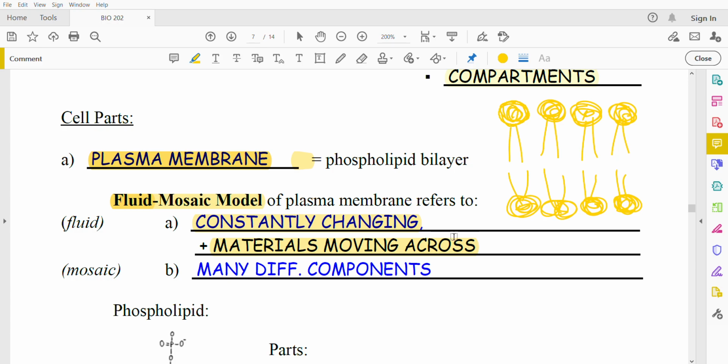So it really isn't as stationary a structure as we often end up thinking. The other term that we see there is the mosaic. Well, anyone who has seen mosaic art knows that it's made of many different pieces, usually of ceramic or stone, that are put together to form a bigger picture. Well, it refers to it being made of many different components.